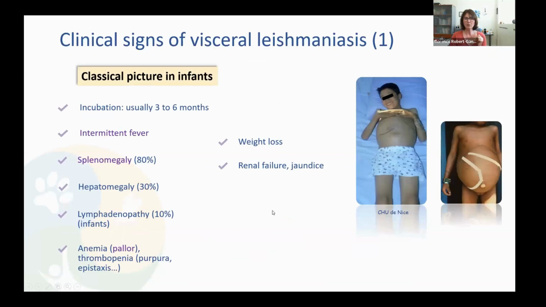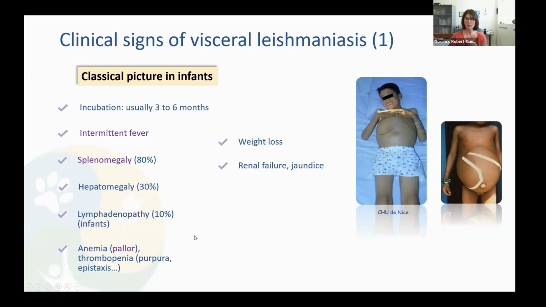So the clinical signs of visceral leishmaniasis include intermittent fever, usually developing some months after infection, and progressive splenomegaly, which is present in more than 80% of cases. Hepatomegaly can also be present in one third of cases, and lymphadenopathy, etc. And there is a dysfunction of the immune system.